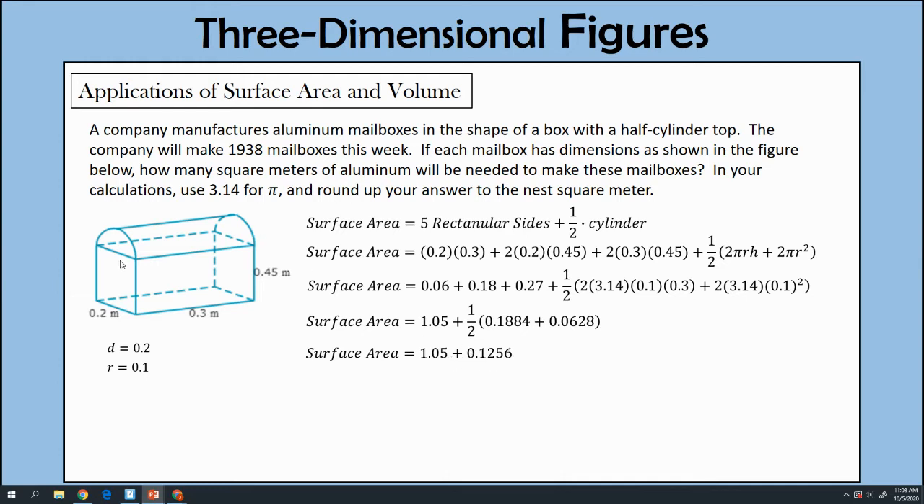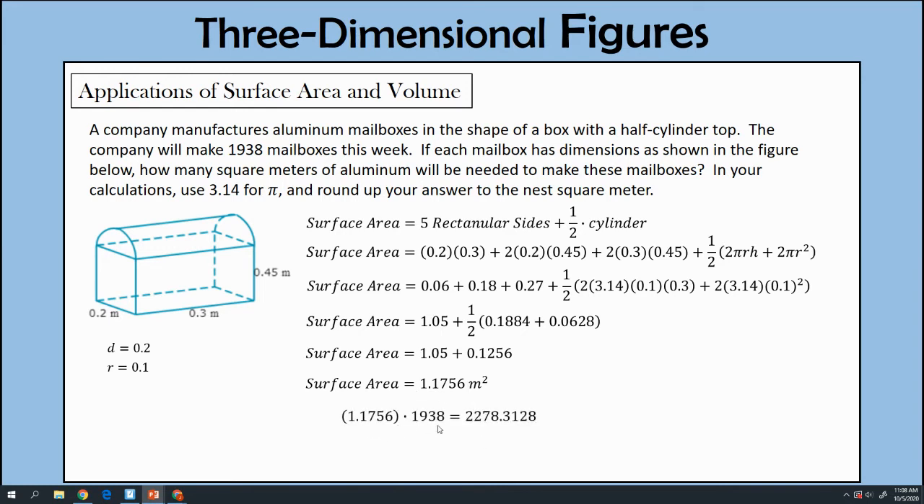Okay, if this would have been a complete cylinder, then I would have kept this whole answer, but I need half of it because it's only half a cylinder. So there's my total surface area for this mailbox, 1.1756 square meters, or meters squared. Okay, so every mailbox that we build is going to use this much material to make it.